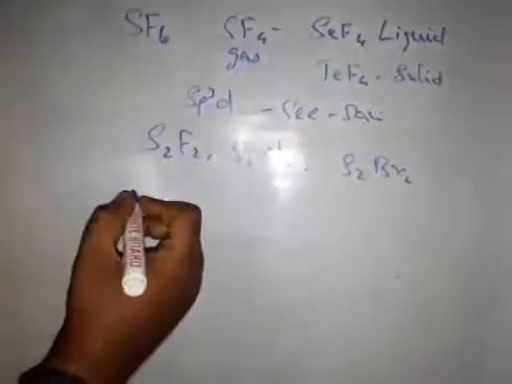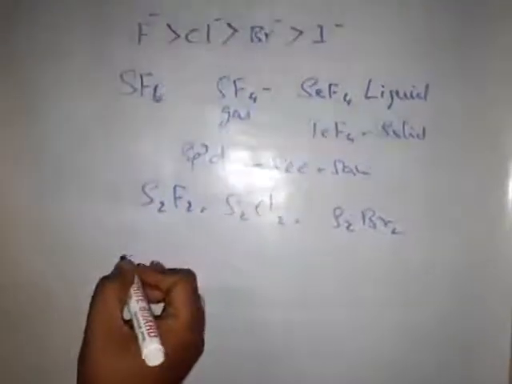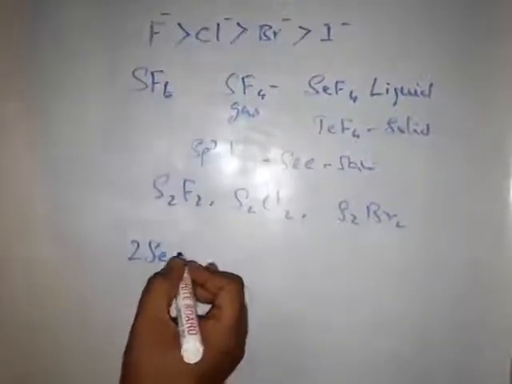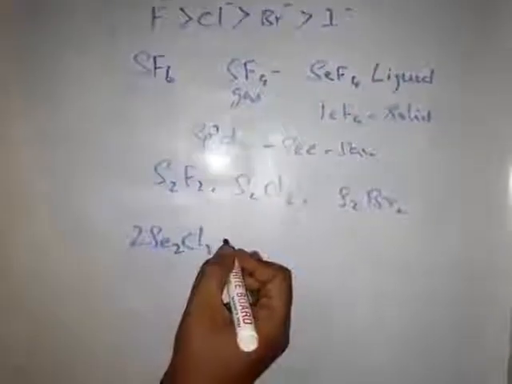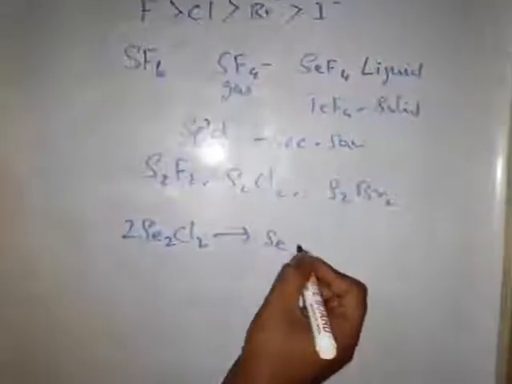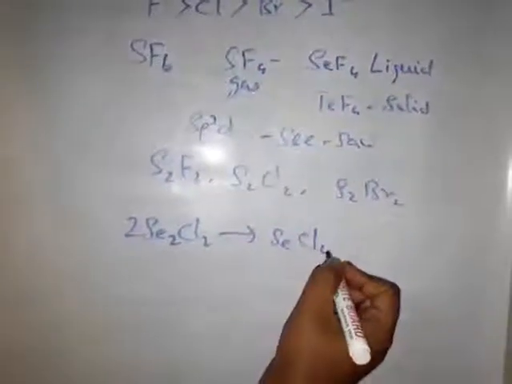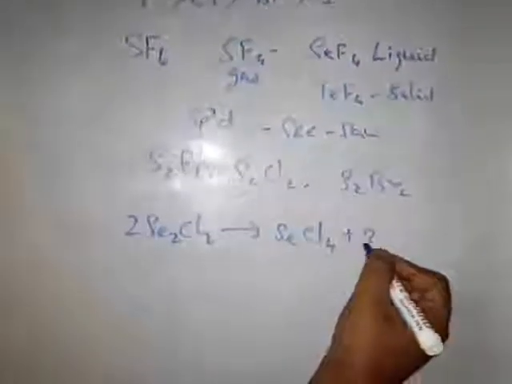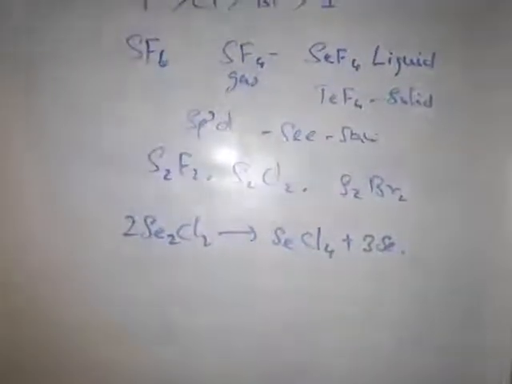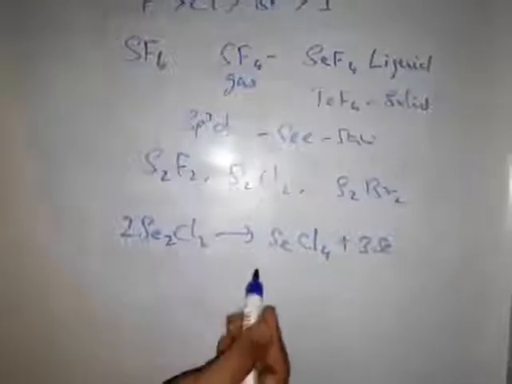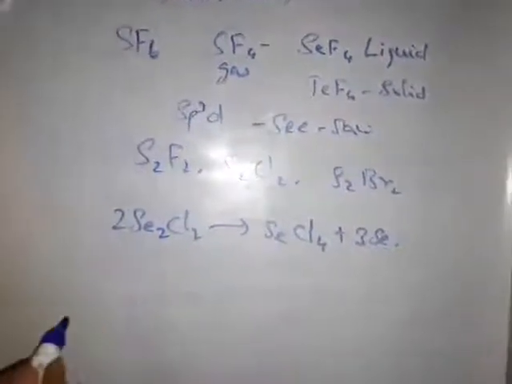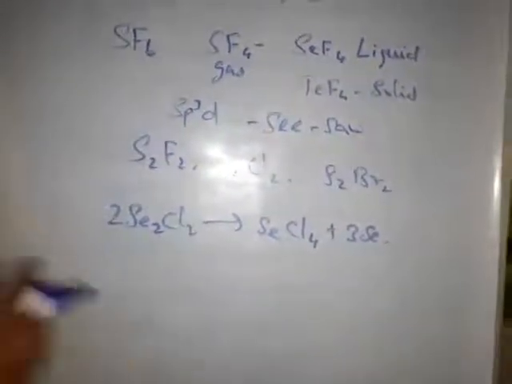These dimeric halides also undergo disproportionation. Se2Cl2 undergoes a disproportionation reaction, so that it forms SeCl4 and Se. The same species undergoes oxidation as well as reduction. Okay. Then the dioxygen.